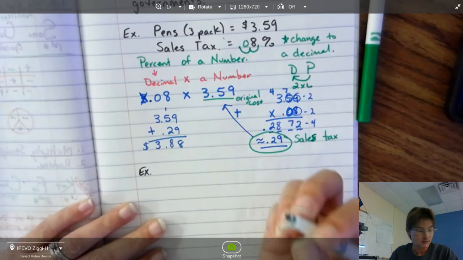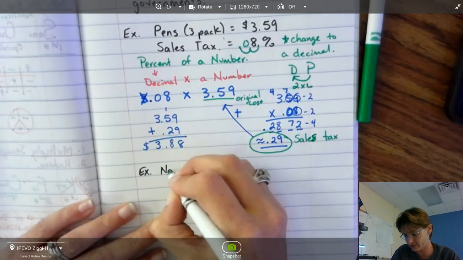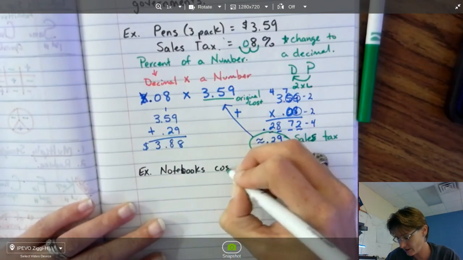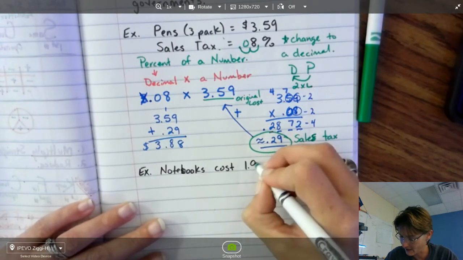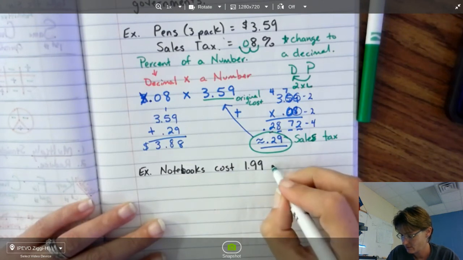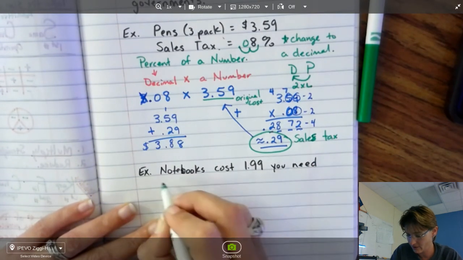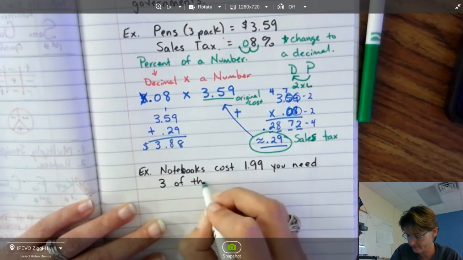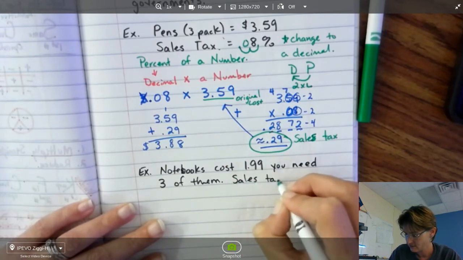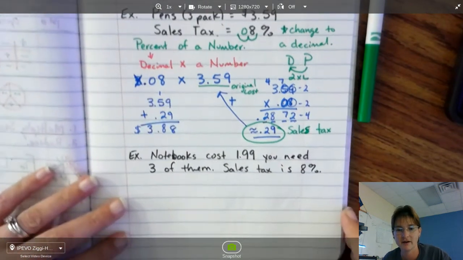Say we have some notebooks on sale. Notebooks cost $1.99, and you need 3 of them. Your sales tax is 8%. We'll leave it at 8% for right now while we're doing these.